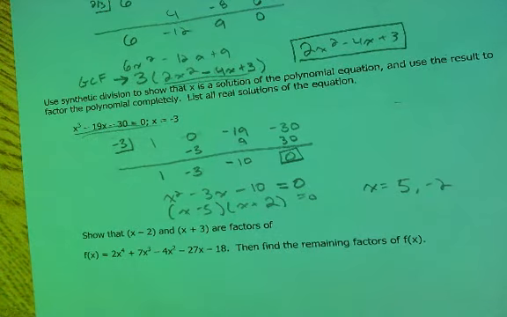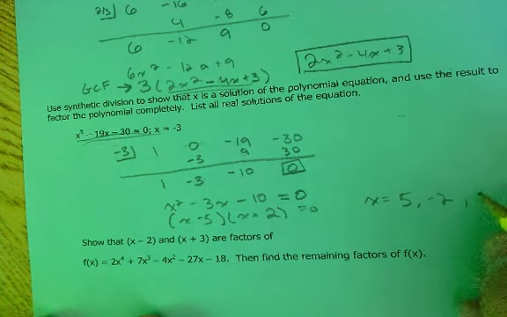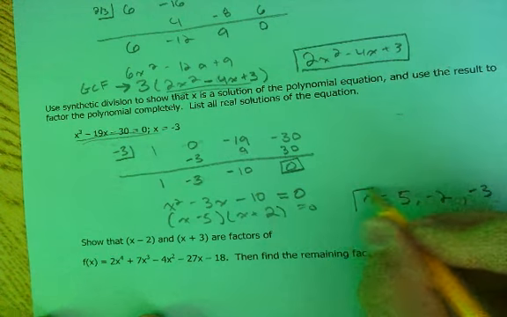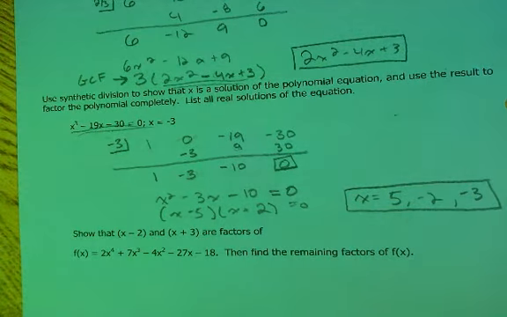Let's answer the question, though. It says list all solutions. It gave me one, but you still have to list it. So negative 3 is part of my answer. If it said remaining, then answer that question. But the remaining ones.